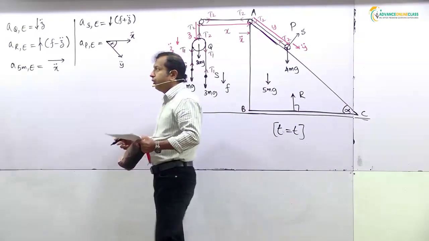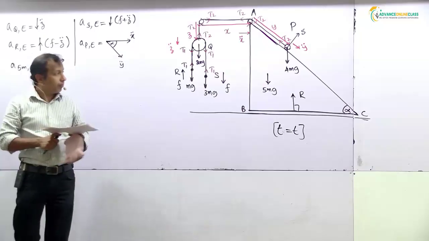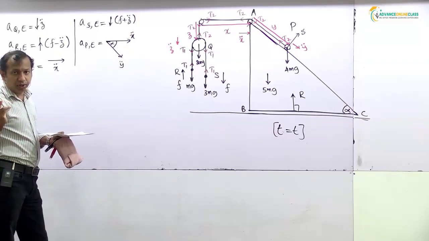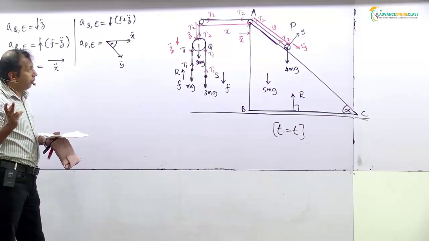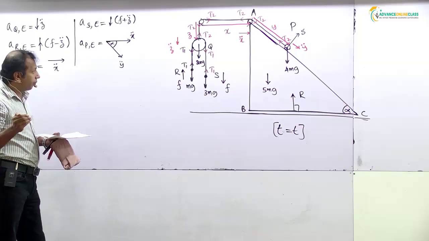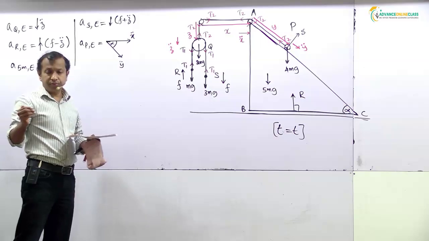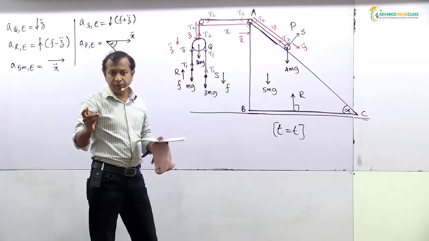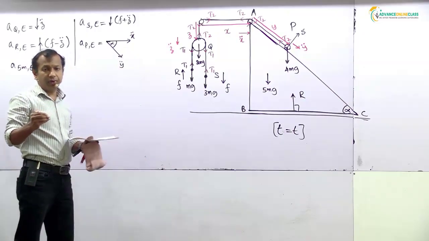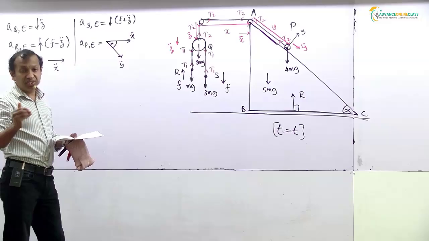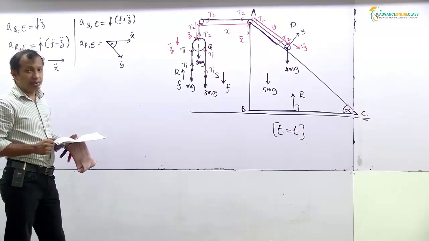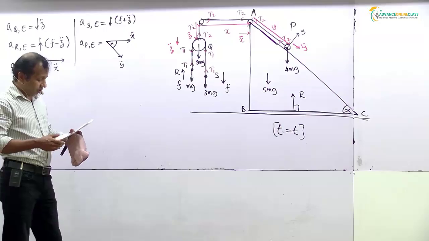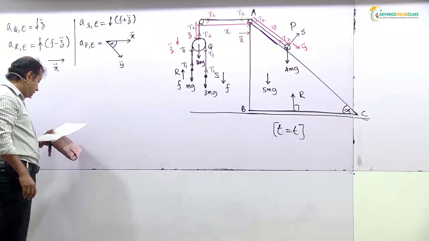How many unknowns are there? T1, T2, x double dot, y double dot, z double dot, and alpha. There are 6 unknowns. Then we must write 6 equations. Let's see how to write the 6 equations.